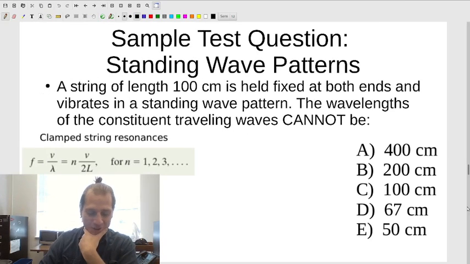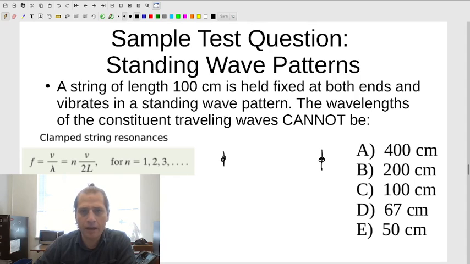Okay, we're back. All right, so here's a question on standing waves. It says a string of length 100 centimeters is held fixed at both ends. So that means we've got a node at each one of the ends of that string, and it vibrates in a standing wave pattern. The wavelengths of the constituent traveling waves cannot be... and then it gives us a bunch of options. So let's just draw in our first couple of standing wave options.